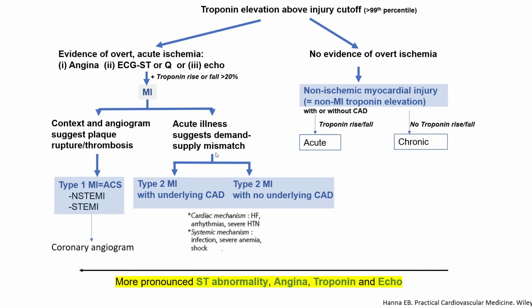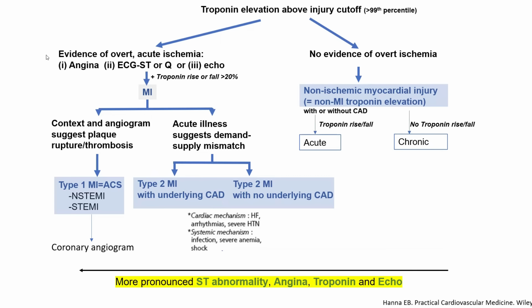If you have a context of a major systemic illness such as shock, major infection, severe anemia, bleed, or even a major cardiac illness such as severe heart failure, severe hypertension, arrhythmia, you may consider that as a type 2 MI. It's an MI due to an acute demand supply mismatch. And type 2 MI is divided into type 2 MI with no underlying CAD or type 2 MI with underlying stable CAD. The injury will be bigger, evidently, if you have type 2 MI with underlying CAD, and the long-term prognosis will be worse.